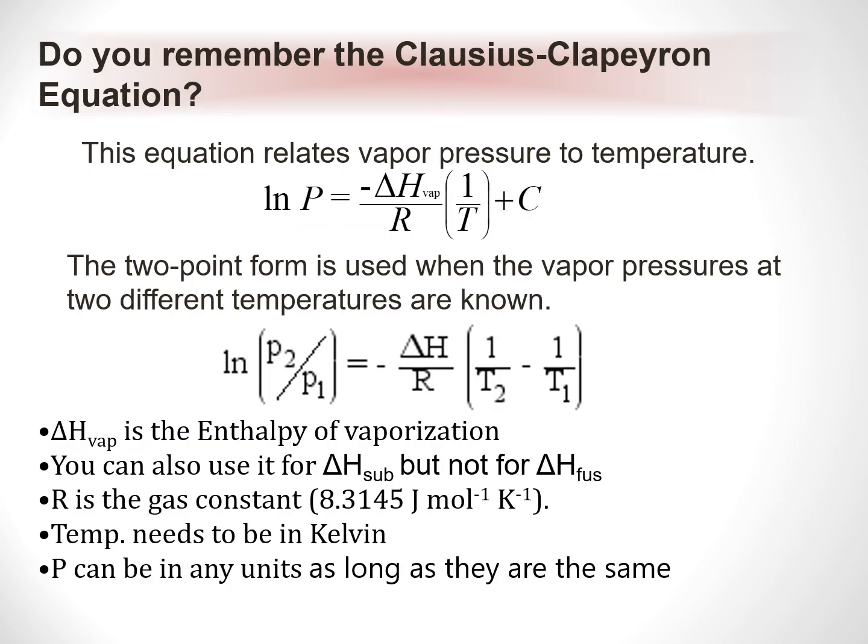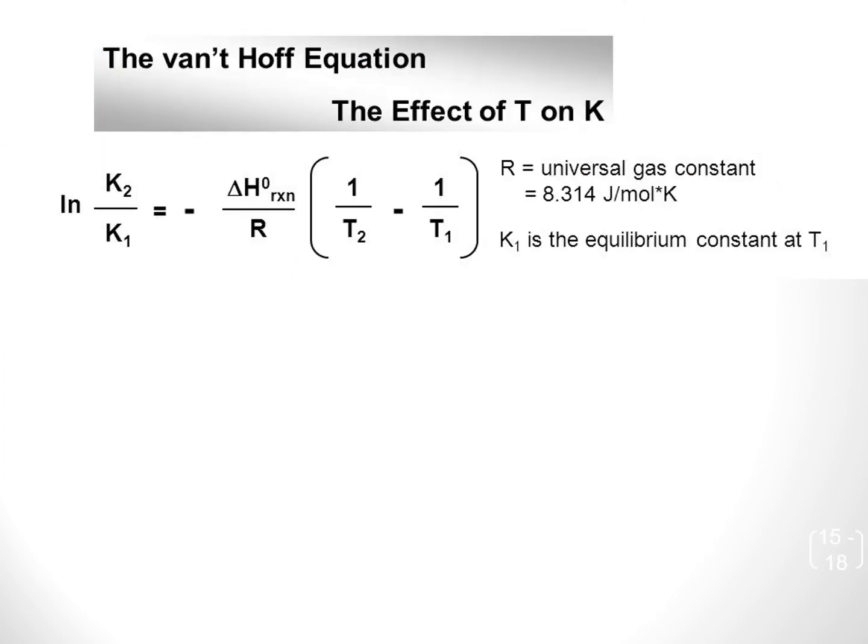You might remember when we talked about liquid state and evaporation, and we talked about the Clausius-Clapeyron equation that relates the vapor pressure to the temperature. The evaporation is an equilibrium between the liquid phase and the vapor phase. So it is no surprise that a very, very similar equation connects the equilibrium constant to the delta H of reaction. And that's called the Van 't Hoff equation.